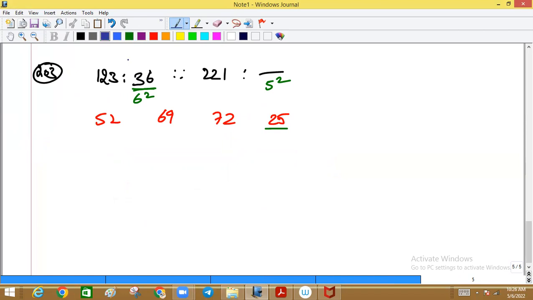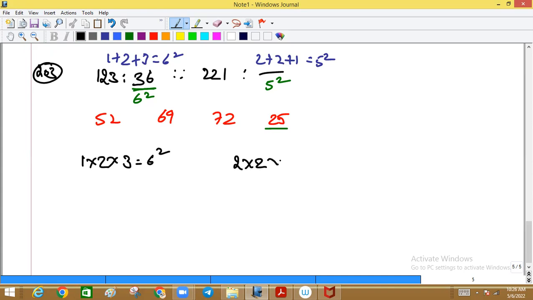Simply, you can do it in two ways, right? First one is 1 plus 2 plus 3, sum of digits 6, then square. Similarly, 2 plus 2 plus 1, similarly 5 square. Even multiplication is the same. For example, 1 into 2 into 3, then also 6, 6 square. But in this case, it will be a different answer, right? 2 into 2 into 1 equals 4. Obviously, 4 square is equal to what? 16. So you can't do multiplication, right?